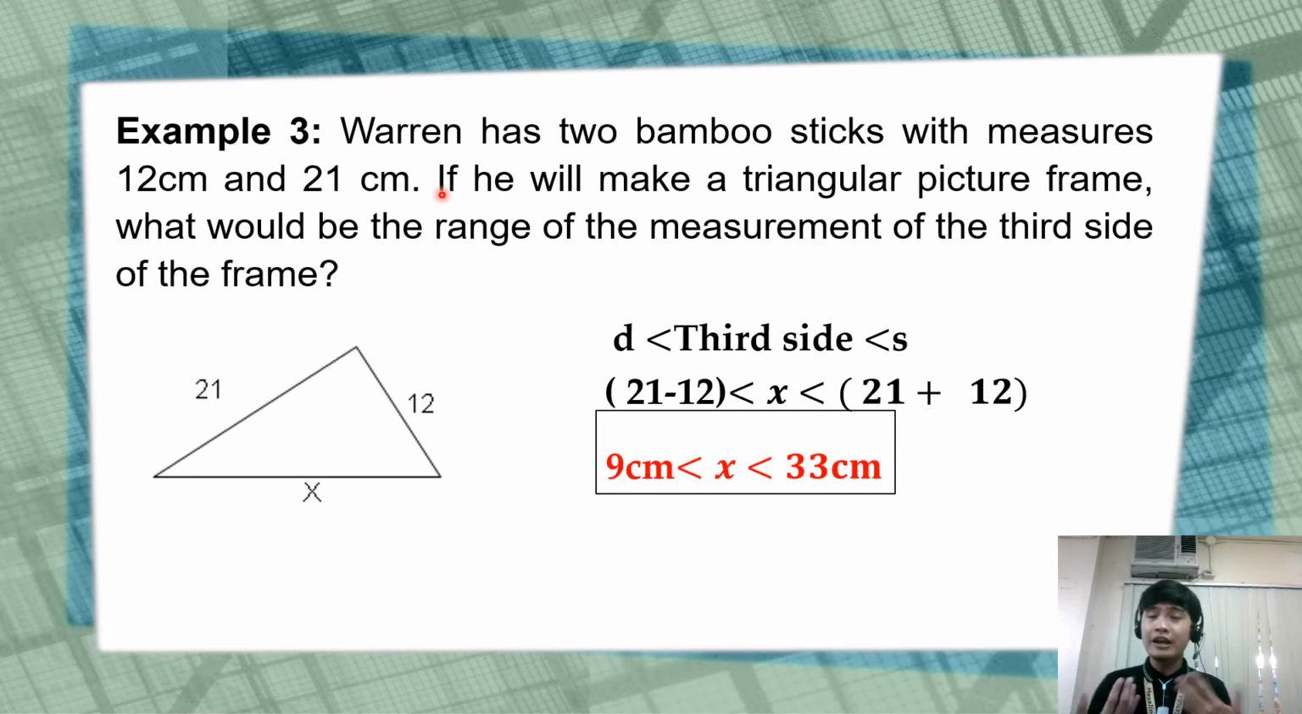But again, I'm not limiting yourself to do the other way, yung triangle inequality theorem. What I'm just pointing out here is we have a shorter way to determine or to answer this problem like this. Okay? So that is example number 3.